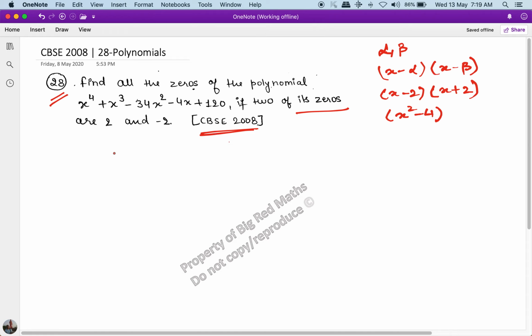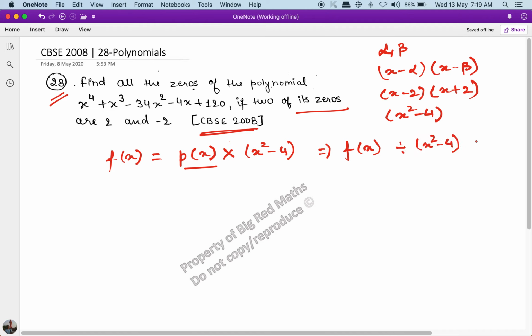So to find the other two zeros, the question becomes that we have f of x, which is this very big polynomial. This is equal to p of x, a smaller polynomial which we have to find, multiplied with x square minus 4. Now to find p of x, we have to do f of x divided by x square minus 4. Then we'll factorize p of x to get the other two zeros. That's how simple the question is. Let's start solving this one.